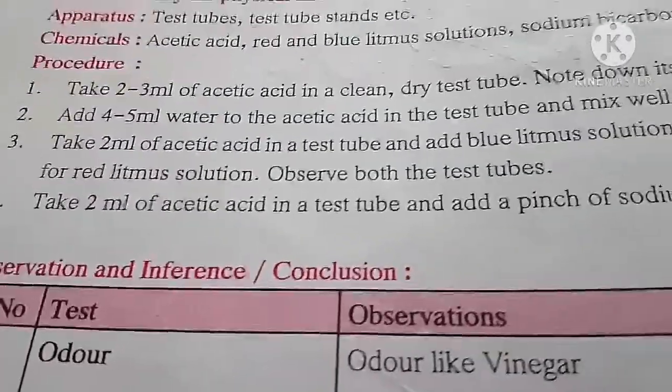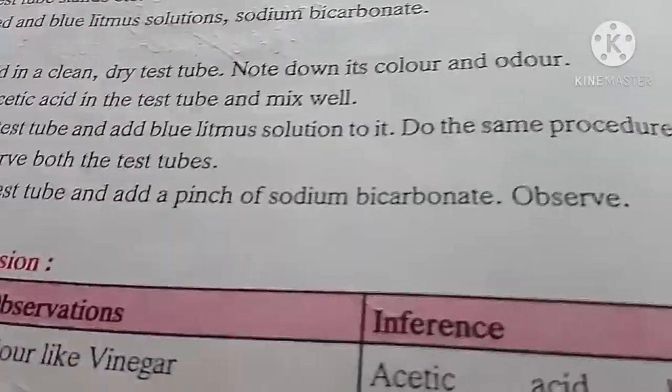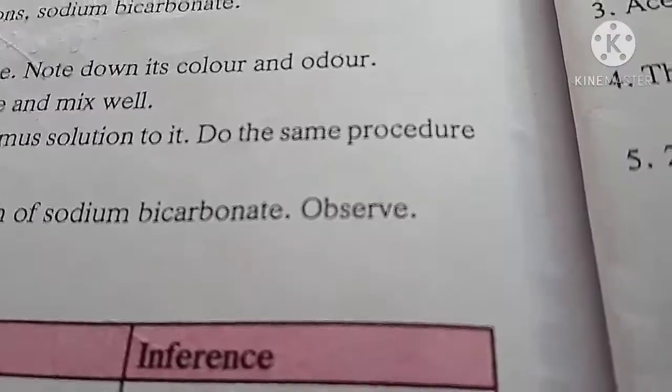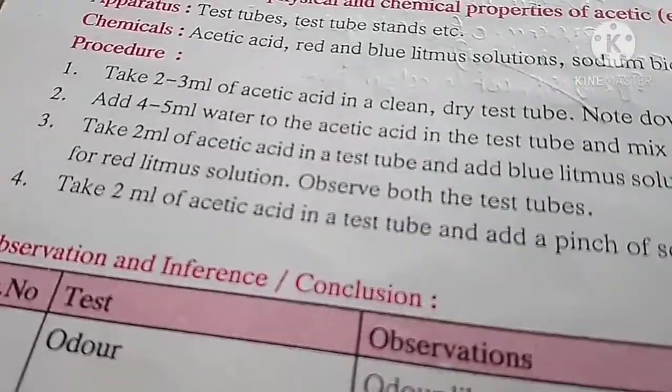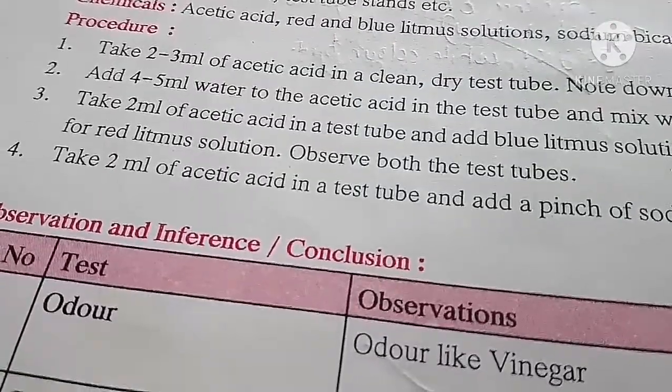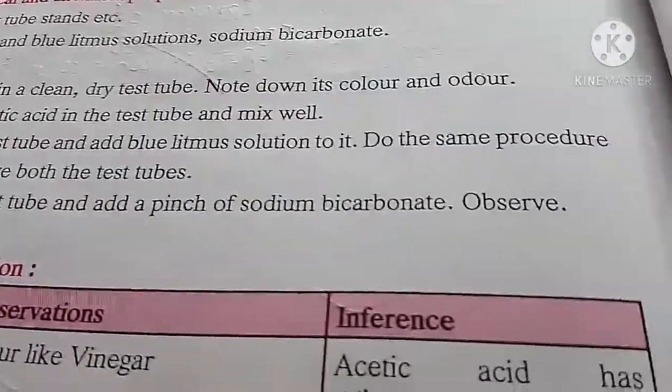Take 2 ml of acetic acid in a test tube. Add blue litmus solution to it. Do the same procedure for red litmus solution. Observe both the test tubes. Take 2 ml of acetic acid in a test tube and add a pinch of sodium bicarbonate and observe.